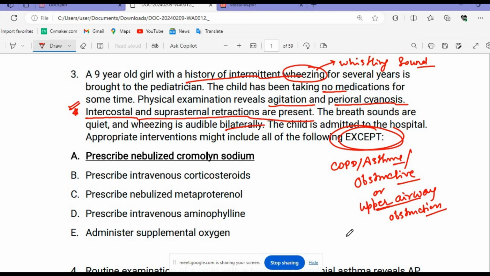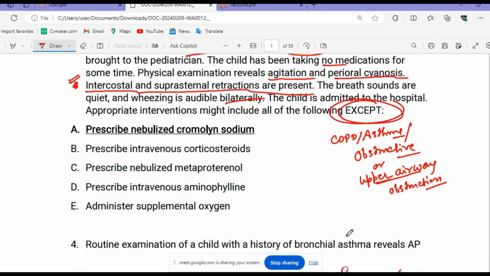So what will we give? Normally we know in asthma or COPD or any obstructive disease, we will give bronchodilators. So let's see, administer supplemental oxygen. Yes, we can give the oxygen, because the carbon dioxide level will be higher in case of obstructive disease. So we can administer the oxygen.